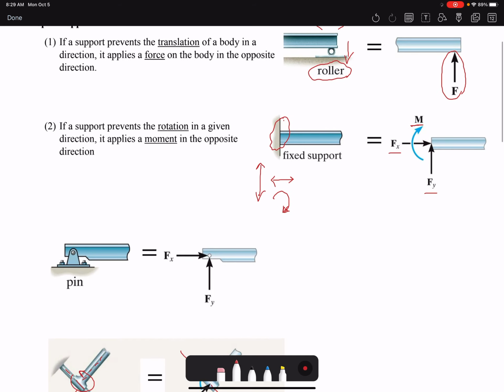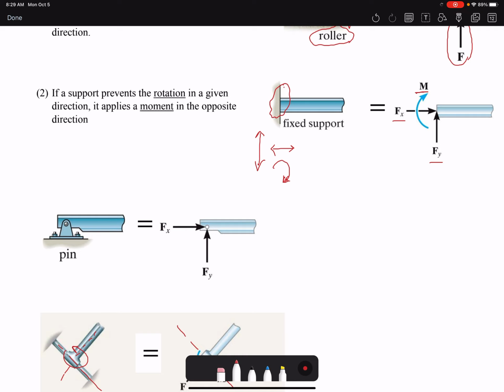The other type of reaction that is very common is the pin. A pin support does not allow motion in the x direction, and does not allow motion in the y direction either. So we have reaction forces in x and reaction forces in y. But it allows the beam to rotate. So our beam can freely rotate. So there is no reaction moment here, only reaction forces, because rotation is not blocked. There is no resistance to rotation. And this is based on the assumption that the pin is frictionless.